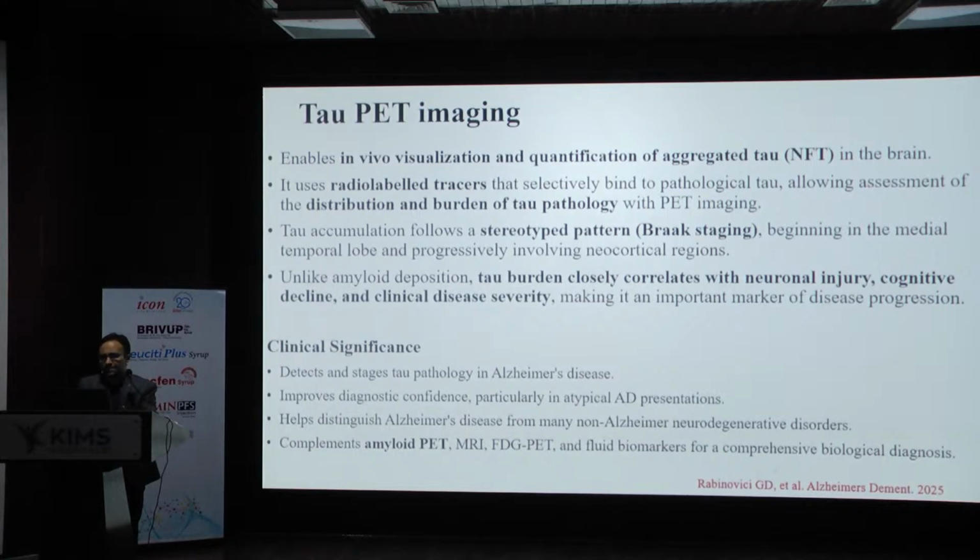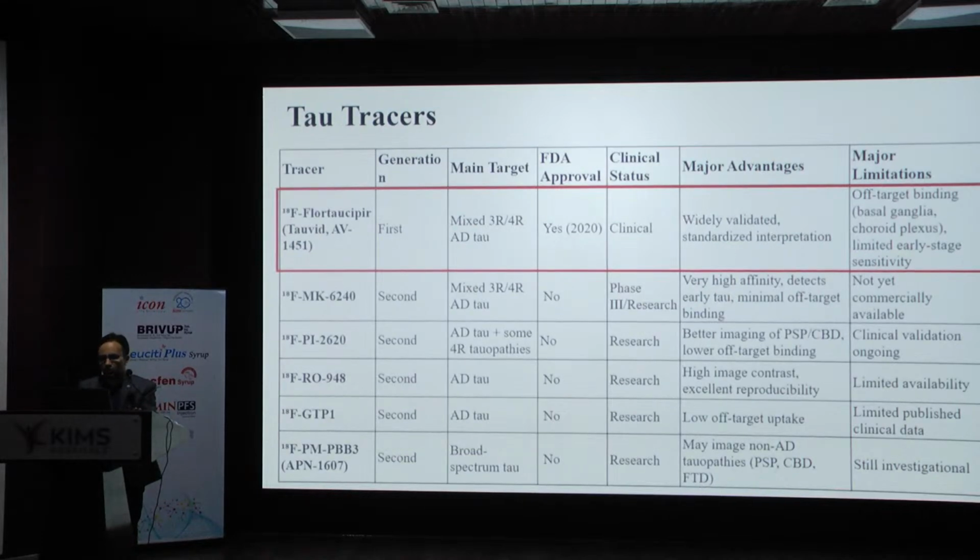Now, it detects tau pathology and stages it into low burden, high burden, initial stage, late stage. It also improves diagnostic confidence, particularly in atypical AD presentations. It helps distinguish Alzheimer's from non-Alzheimer's neurodegenerative pathology, and obviously complements all other biomarkers and amyloid imaging as well. Now, these are different tau tracers. We have flortaucipir. This is approved, and this is available in India, and we have not been using it very frequently. We just used it for one patient. I will show that one scan. And there are others also which are being used worldwide. But flortaucipir is very standard, and it has been used worldwide as a tracer.